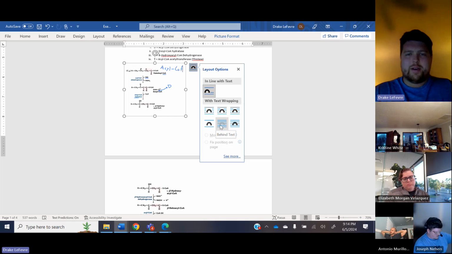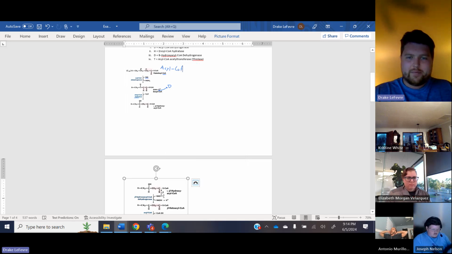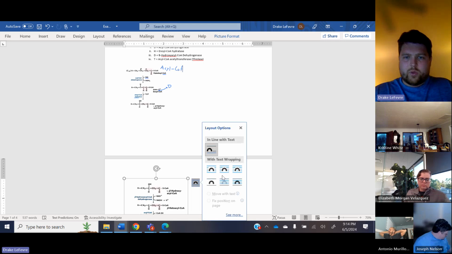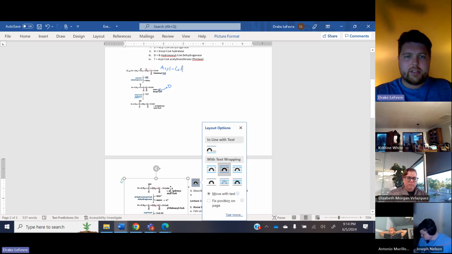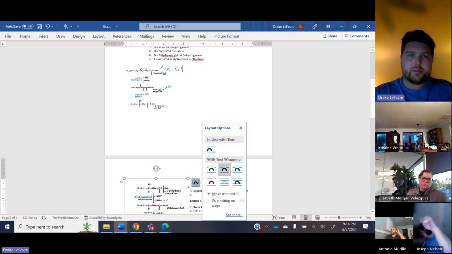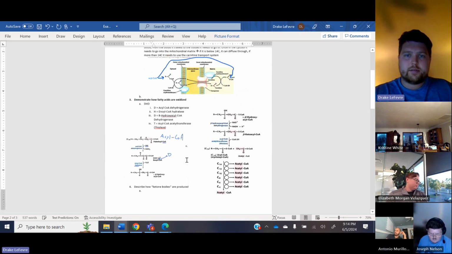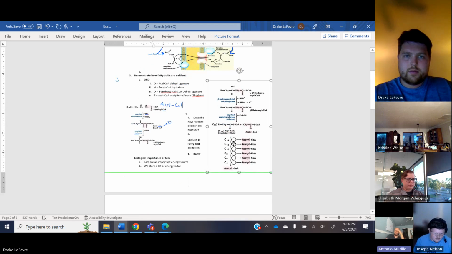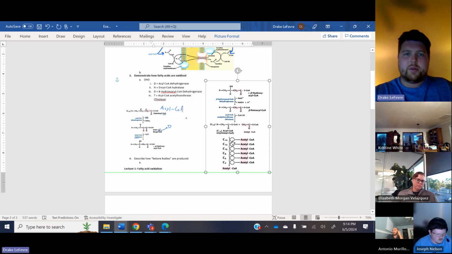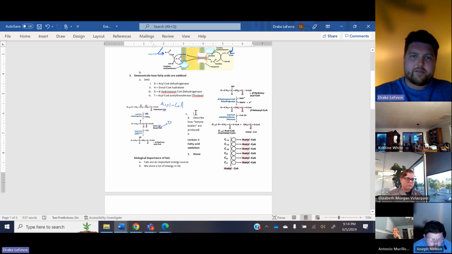Sorry, my brain went to synthesis for a second. What's the whole goal of the degradation? What are we trying to produce with beta oxidation of fatty acids? Some ATP. Yeah, we're trying to get to ATP, and how do we do that? What do we need to make first?